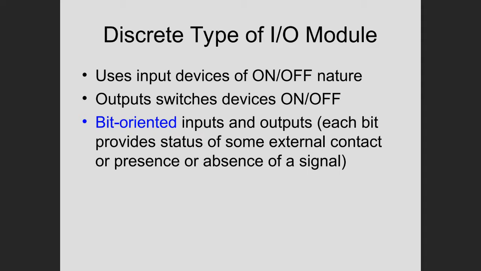We talked about the PLC being bit-oriented, where I can have individual bits mimic the state of something. Anything that can be in one state or another can be mimicked with a bit. If I have a normally open push button that's not pushed, I can represent the openness of that switch with a zero. If I push it, close it, and make contact, then I can represent the closed button with a one. That's what we mean by bit-oriented.